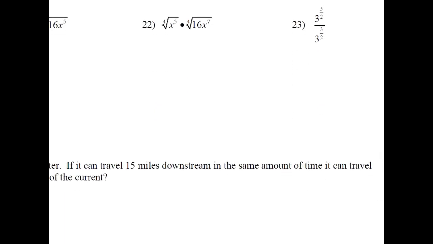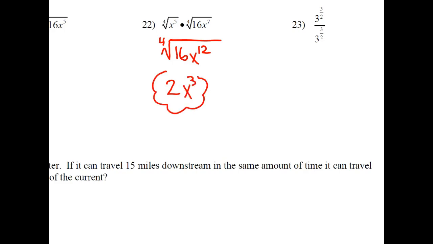Okay, some more radicals here. The 4th root of 2 things. Now we have 2 separate 4th roots, so I'm going to multiply and put them together. That's 16x to the 12th, because 5 x's and 7 x's makes 12. 16 is a perfect 4th root. That's 2. And x to the 12th is also a perfect 4th root. That's going to be x cubed.